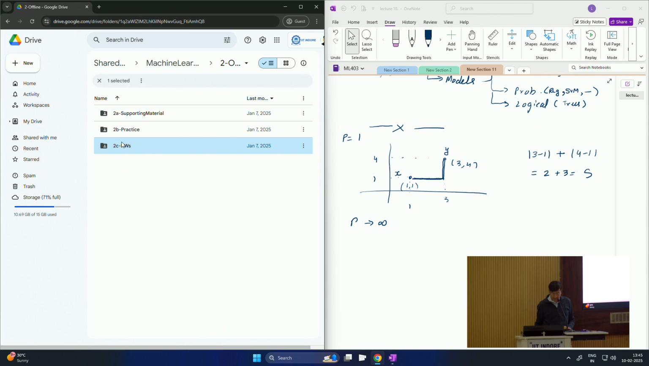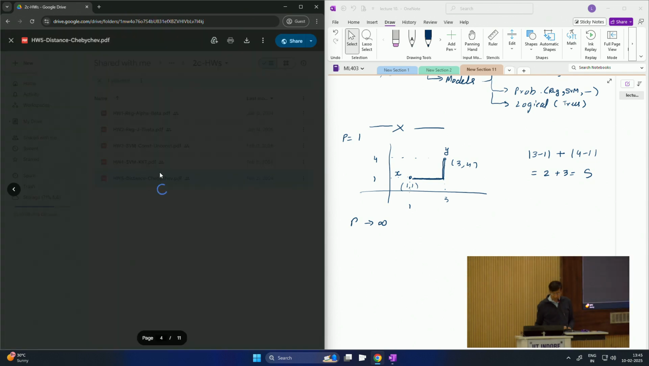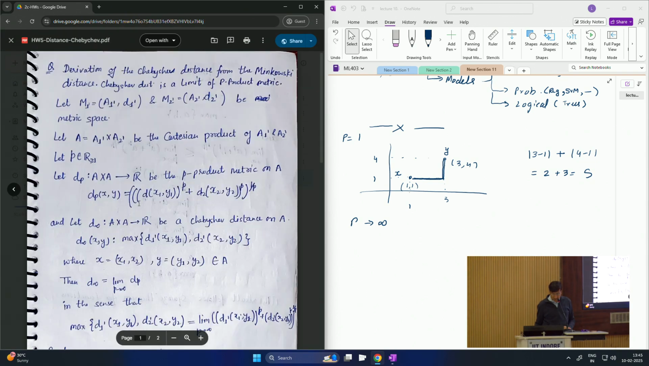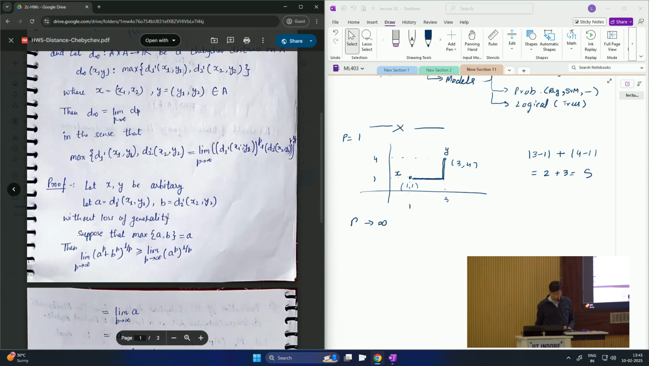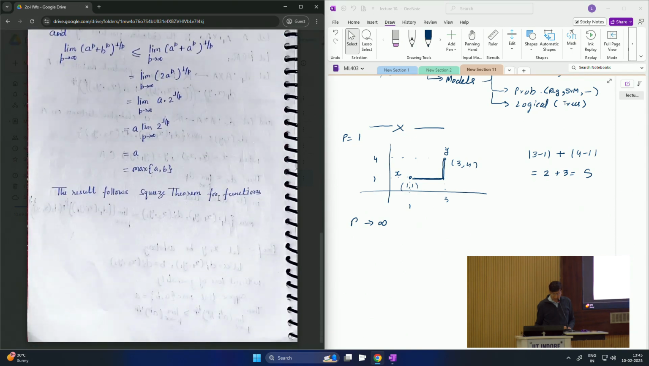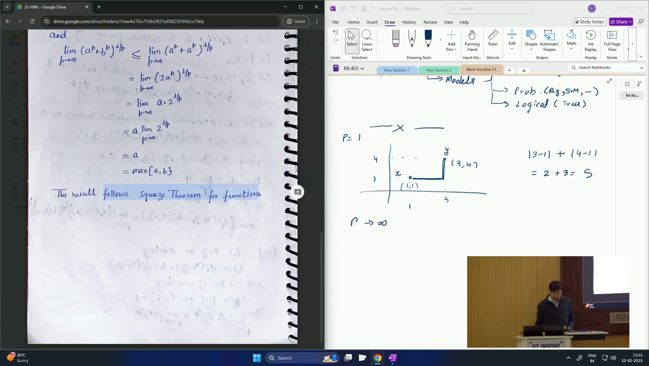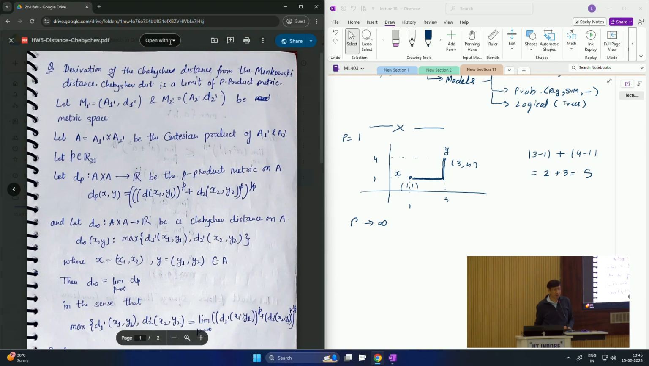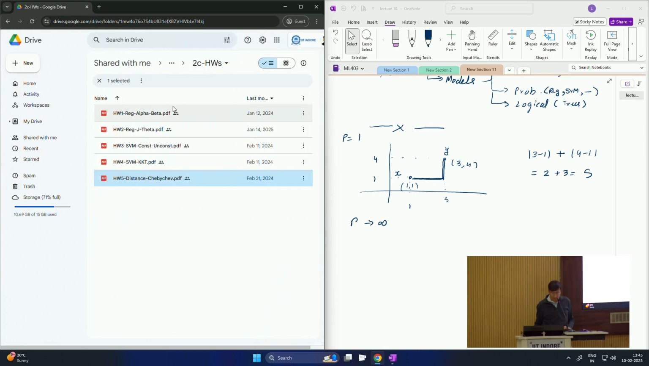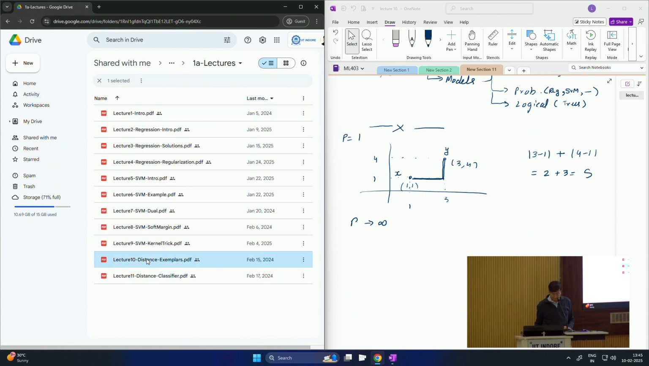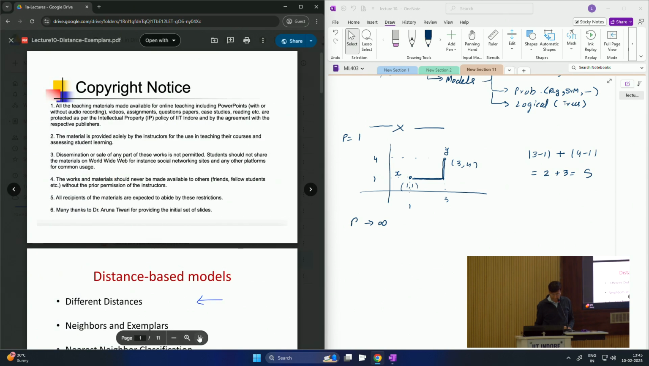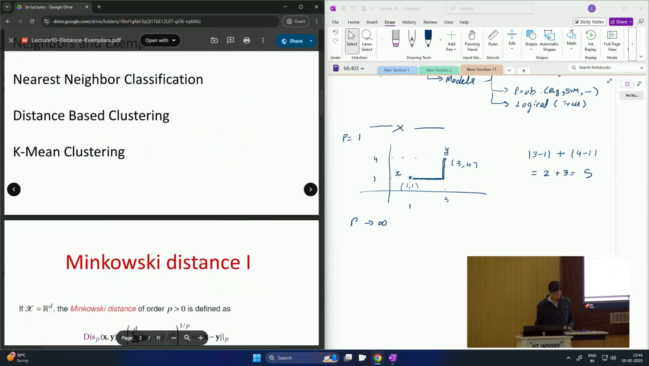This is how the Chebyshev distance is worked out offline in the homework. Basically limits are used, followed by the squeeze theorem of functions. You can go through this and understand it on your own. It's something you are not going to use often in this course, but you should be aware of it. Where were we?